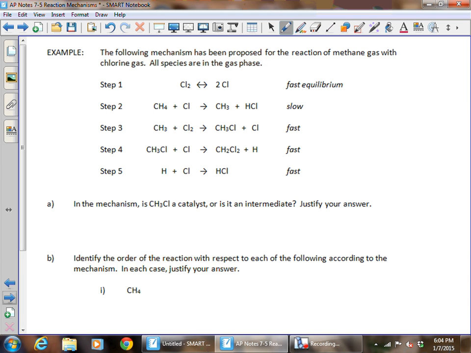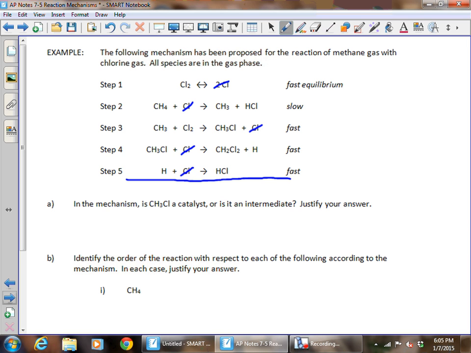The first thing I want to do is, first of all, ask if CH3 is a catalyst or is it an intermediate? Justify your answer. Well, in order to really determine this, let's go ahead and figure out what our overall reaction would be. Let's see what happens here. Looks like we're going to be able to cancel Cl's here.